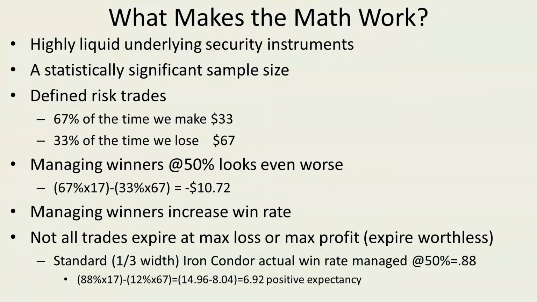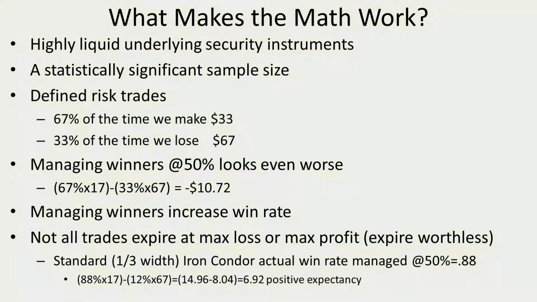You can see that if you managed at 50% and you took that $33 and took it off at 50%, you got $17. But when you lose, you're going to lose 67. You're actually going to have a negative profitability, an expectation of $10.72 in that particular trade over a statistically significant sample size. But when you manage the winners, you increase the win rate.